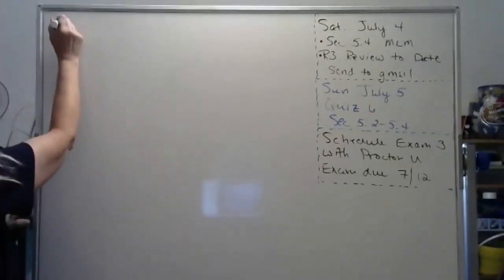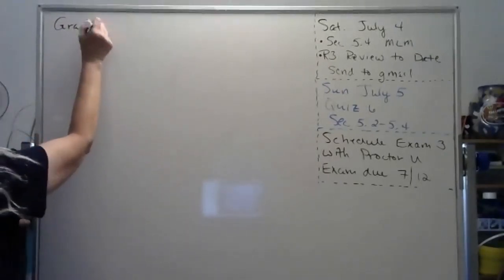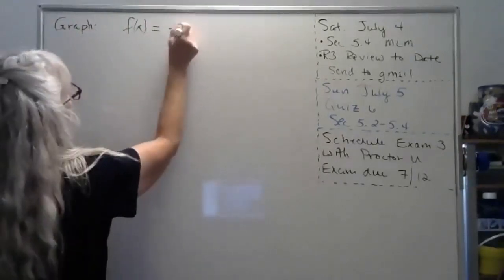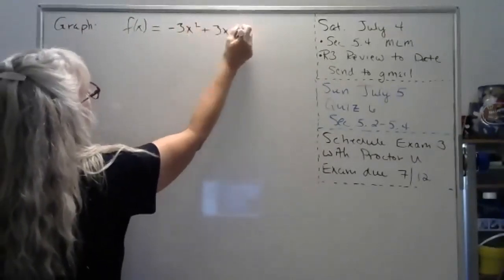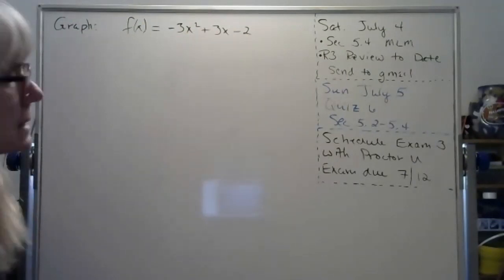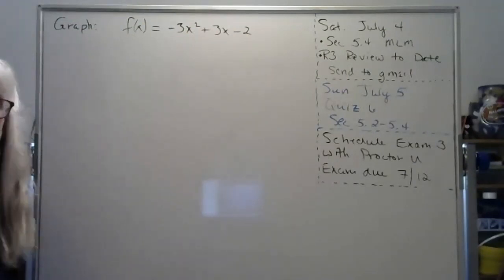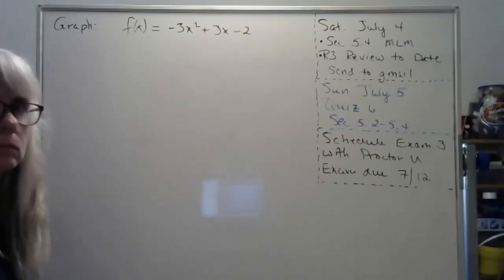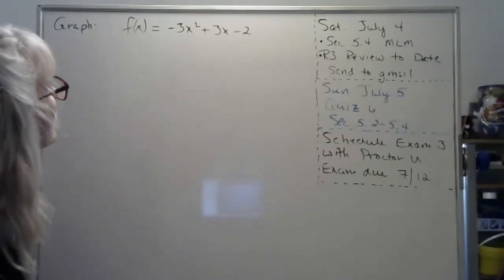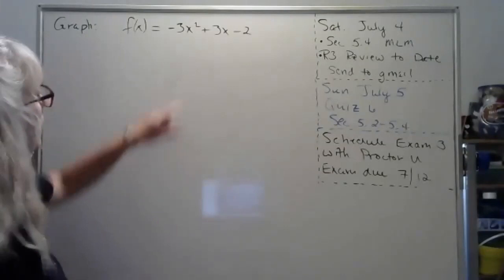So our directions are just going to say graph. And our first one's going to be f of x is equal to negative 3x squared plus 3x minus 2. So my question is, what is that the graph of? When I'm done with that, what kind of shape am I going to have? Does anybody recognize it? A U-shaped? Yep, it's going to be a U shape, so it'll be a parabola, and that's because it's a quadratic.